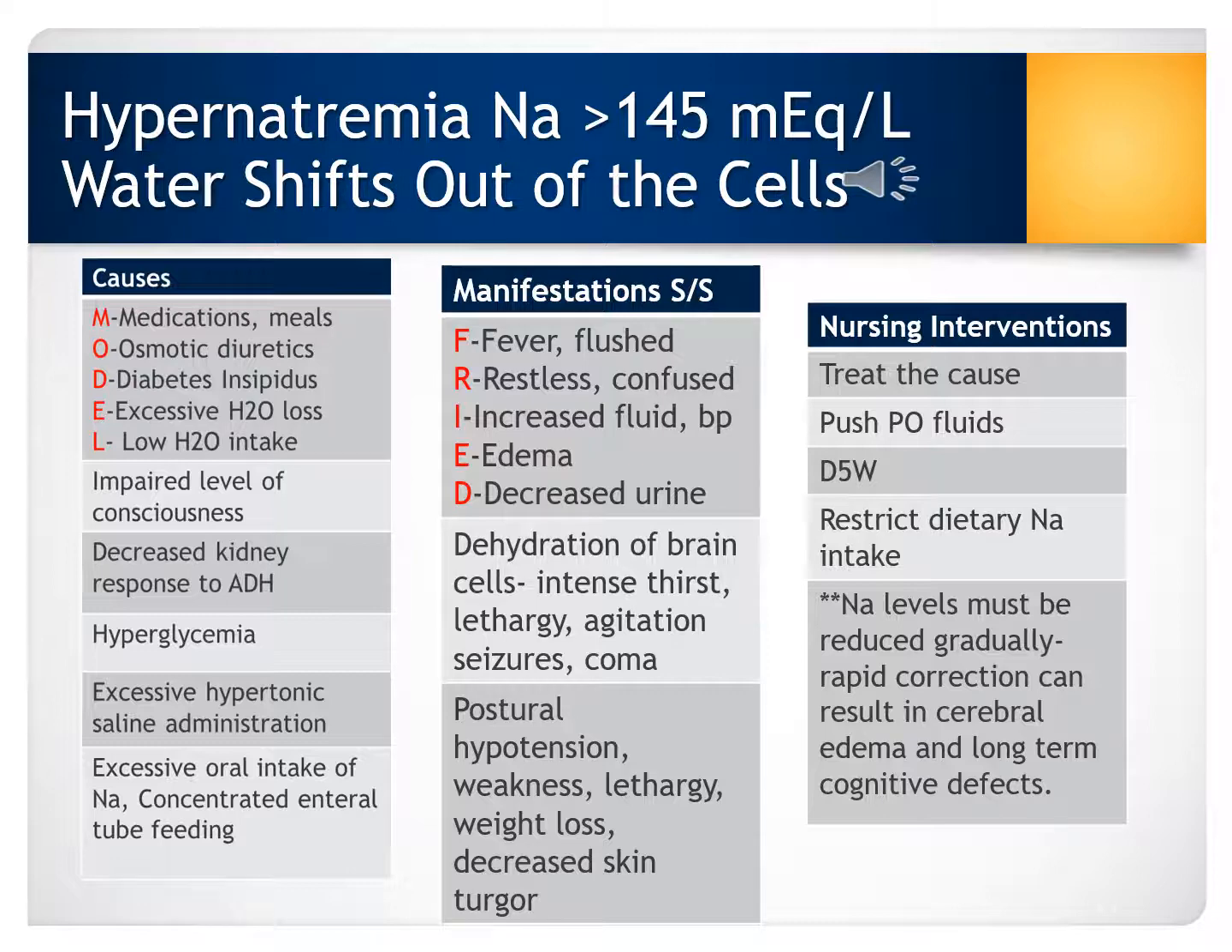It can also happen from hyperglycemia, associated with uncontrolled diabetes. And in these situations, you have osmotic diuresis, so dilute urine is being lost, leaving behind a high solute load. Excessive hypertonic saline administration can increase the sodium levels. Excessive oral intake of sodium with a decreased amount of water intake can lead to hyperglycemia, as well as concentrated enteral tube feedings.